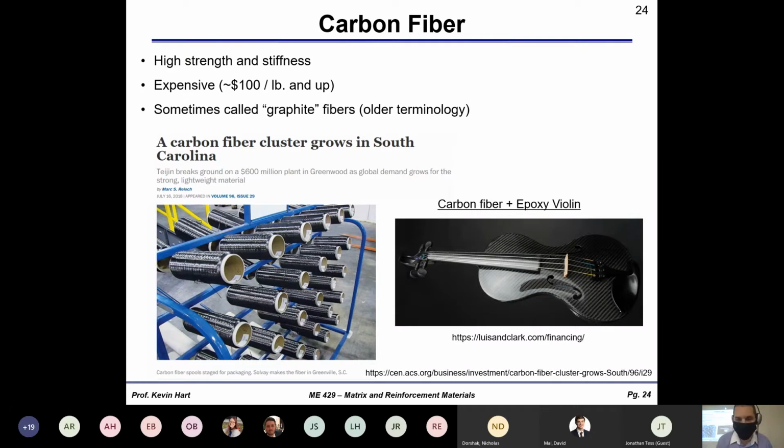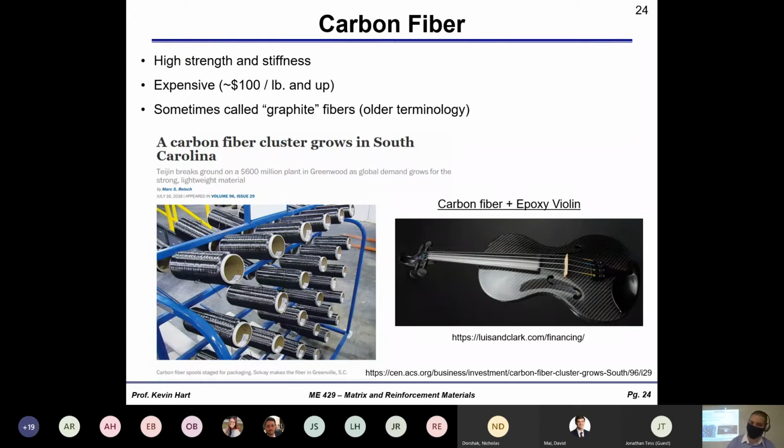You'll sometimes hear carbon fibers referred to as graphite fibers, but that's really an older terminology. You'll hear carbon fiber almost exclusively now. Graphite was the name previously used because that's the backbone of what the structure is. It's a graphitic structure. Now, production of these is actually something that's done in the U.S. There's a really big plant that recently opened up in South Carolina. This article is a couple of years old now, 2018, but still, carbon fibers are produced in the U.S., which is a cool thing.